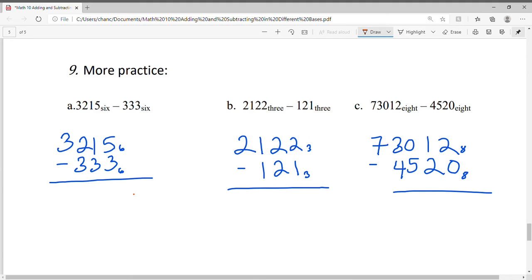5 minus 3, that's 2. I cannot take away the 3 from the 1, so let's borrow from the 2, that makes this a 1. And then we'll have to add 6 back to the 1, which is 7. 7 minus 3 is 4. I cannot take away 3 from the 1, we'll borrow from the 3, that gives us a 2 here. And we'll have to add a 6 back here. That makes that a 7. 7 minus 3 is 4. And then we'll bring down the 2. Our answer is 2442 base 6.